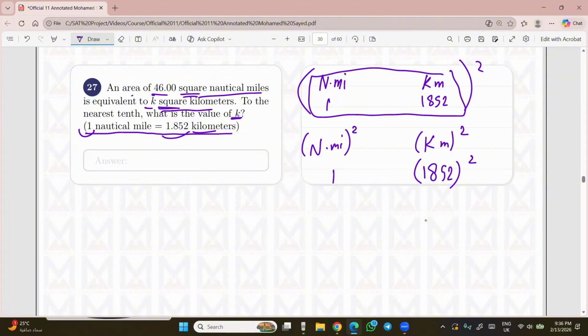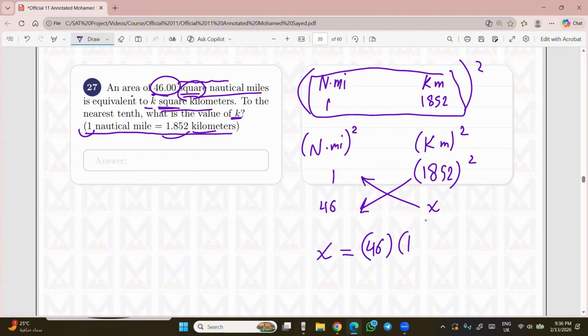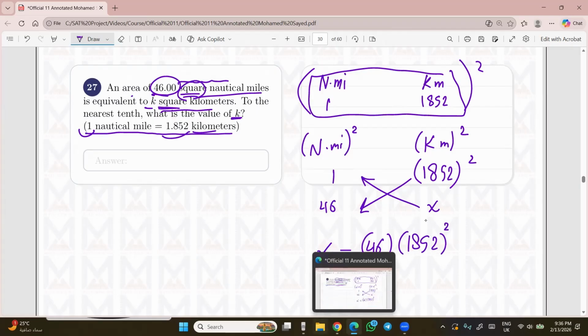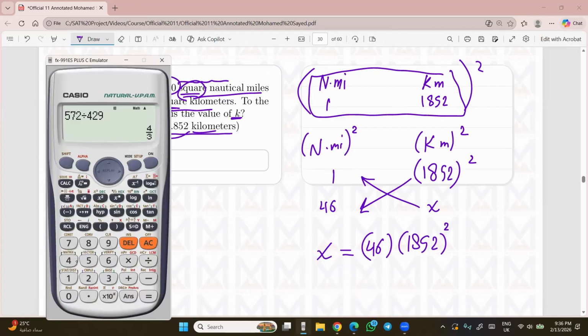And then the question gives 46 square nautical miles, which should be written below the nautical mile. So we write here 46 only without writing the square, because it's already squared. And here we can use x for the value. X times 1 is x, equals this. Use the calculator, 46 times 1852 to the square power. And then we use the calculator to get the answer.